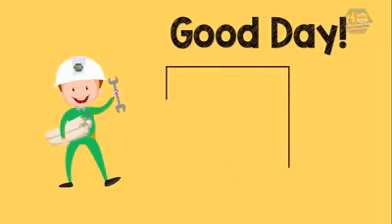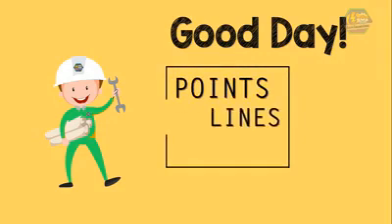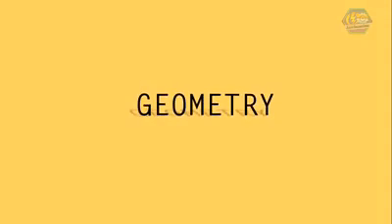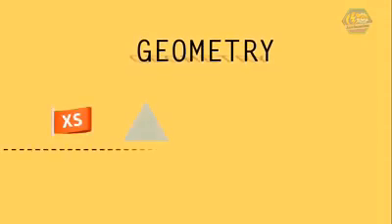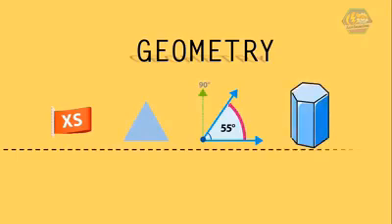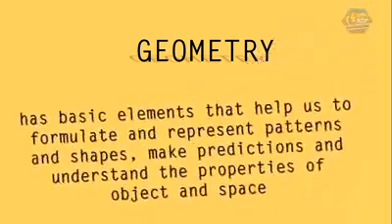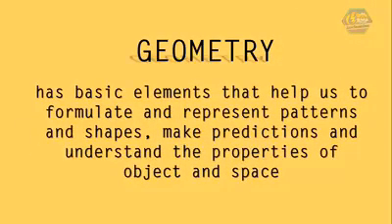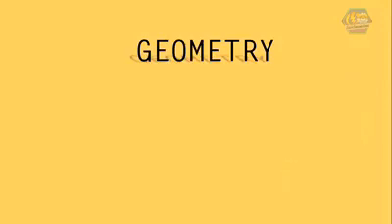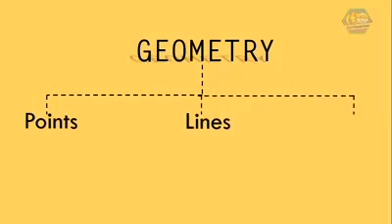For today's topic, we're going to learn about points, lines, and planes. Geometry is a branch of mathematics that studies the sizes, shapes, angles, and dimensions of things. Geometry has basic elements that help us to formulate and represent patterns and shapes, make predictions, and understand the properties of object and space. The three most basic elements in geometry are points, lines, and planes. And these three things are what we are going to discuss right now.